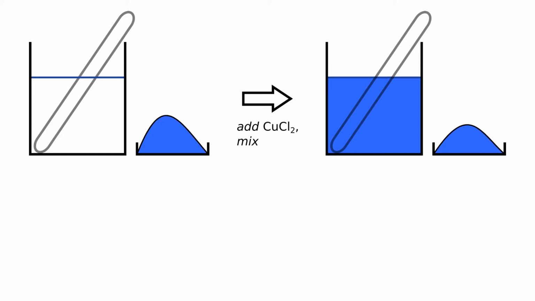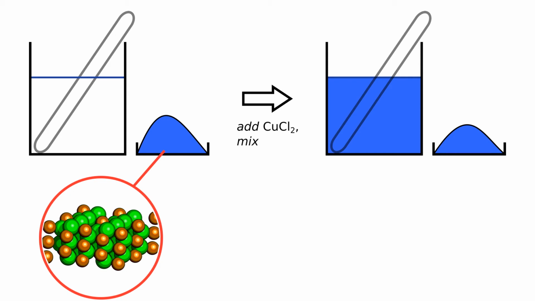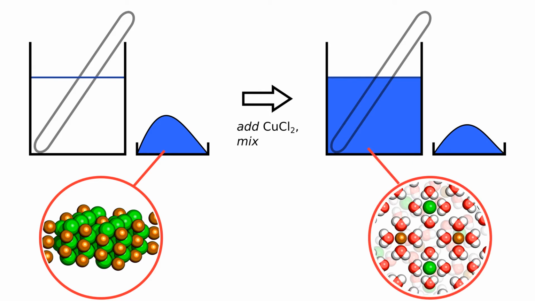On an atomic level, the environment of copper chloride changes when added to water. Initially, when it is a pure solid, the copper and chloride ions are neatly stacked in a repeating lattice. But after dissolving in water, the copper and chloride ions are separated or dissociated from one another and are surrounded by water or solvent molecules.